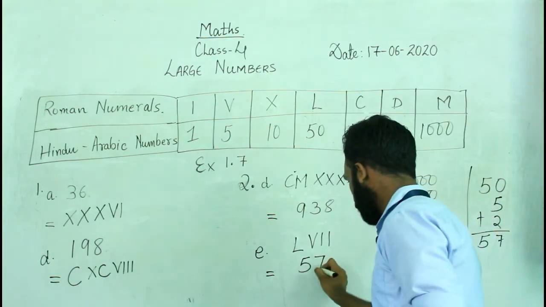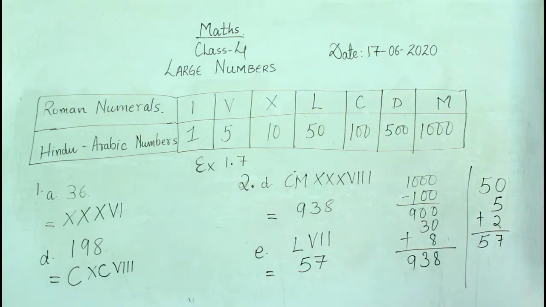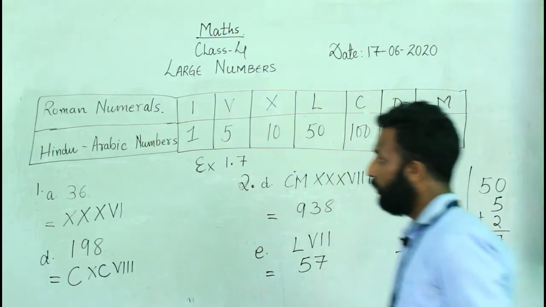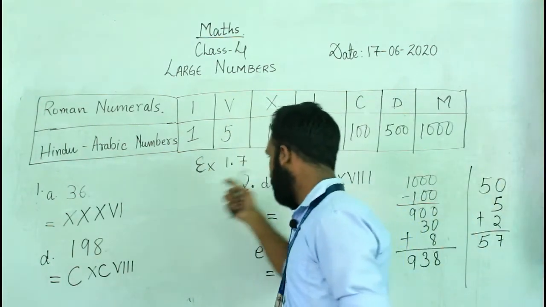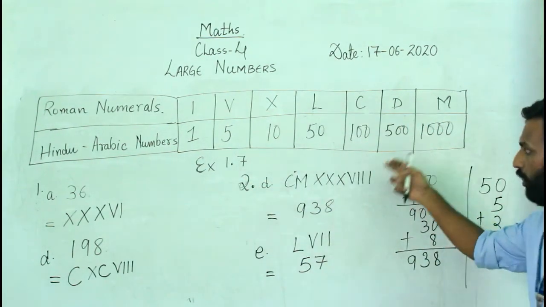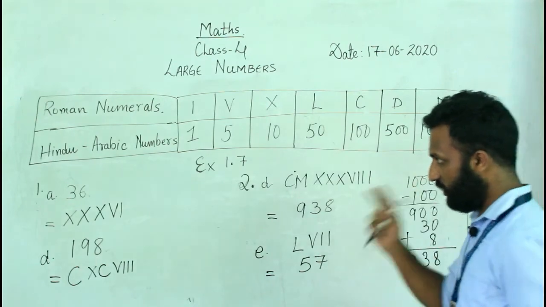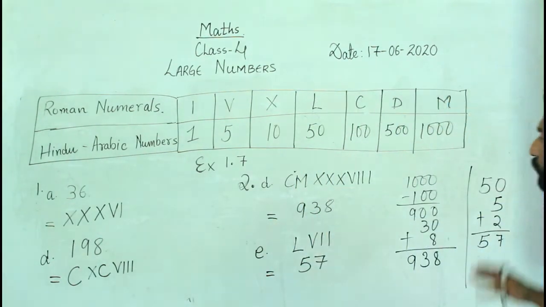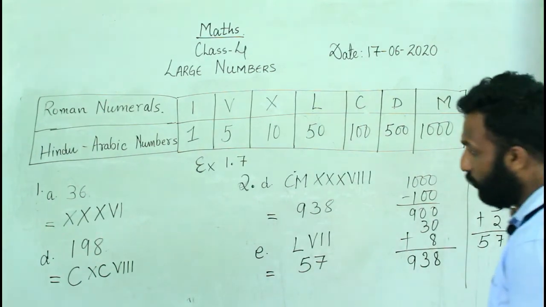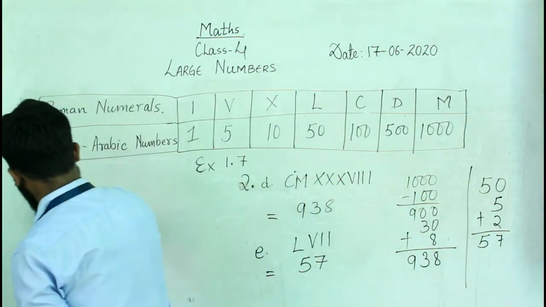Very easy. 57. So this is how in question number 1 you write Hindu Arabic numbers in Roman, and in question number 2 you write Roman numbers into Hindu Arabic. You just have to follow the rules. It's very easy, and you can do it. Now let's go to question number 3.